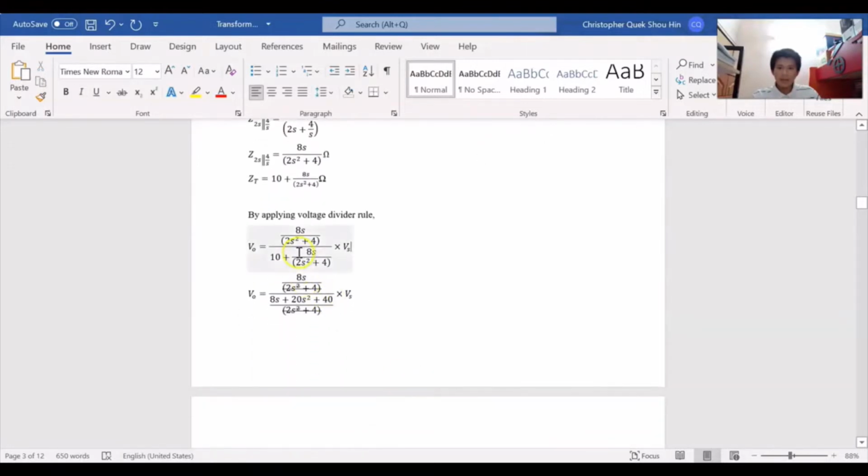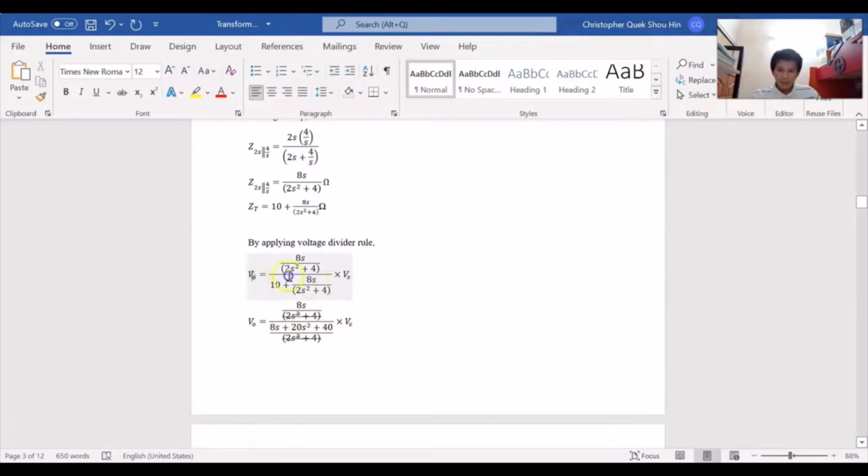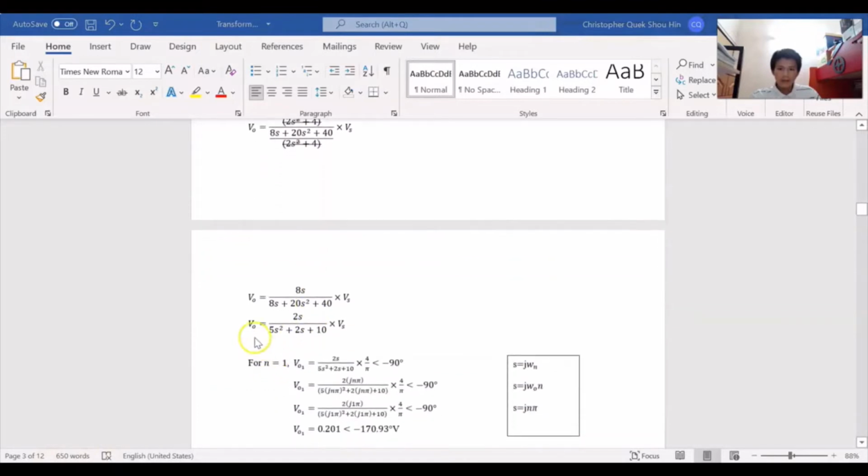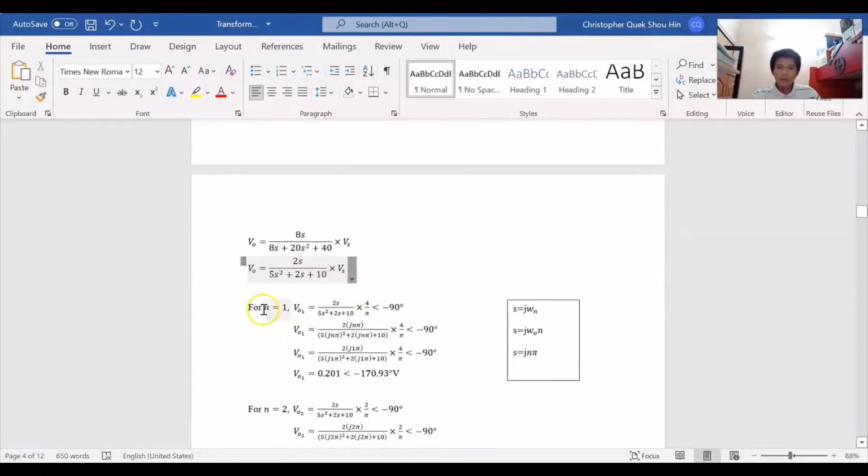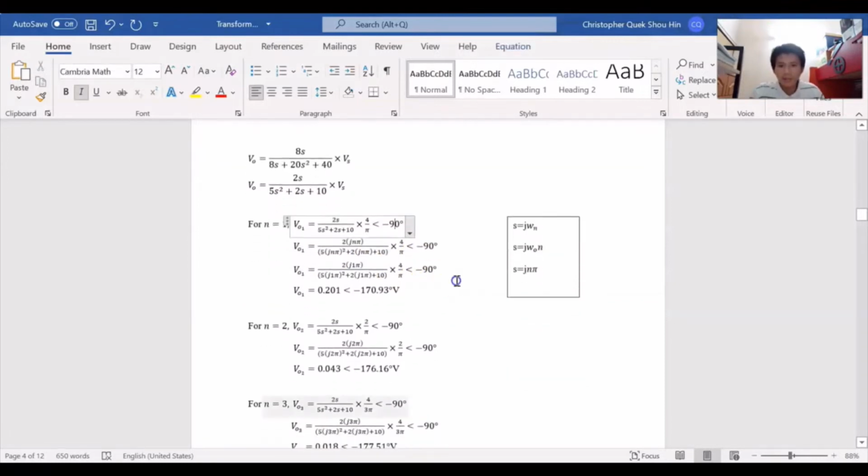And by applying the voltage divider rule using this formula, by equating the denominator, we're able to cancel out this and simplify the equation to V0 equal to 2s over 5s squared plus 2s plus 10 times the voltage supply. So we substitute for n equal to 1 this formula into here. The voltage supply in amplitude-phase form for n equal to 1 is 4 over pi, angle negative 90 degrees, as we calculated before.